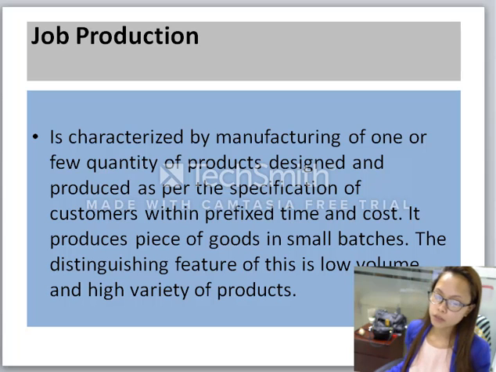The first one is job production. Job production is characterized by manufacturing of one or few quantity of products designed and produced as per the specification of customers within prefix time and cost. It produces piece of goods in small batches. The distinguishing feature of this is low volume and high variety of products.